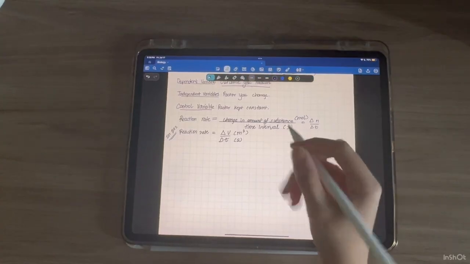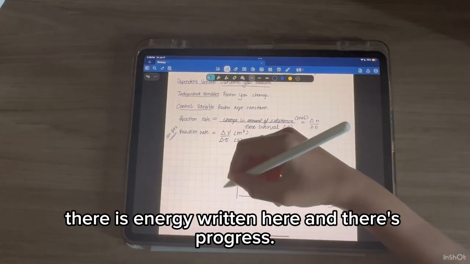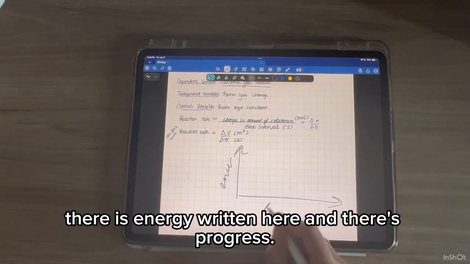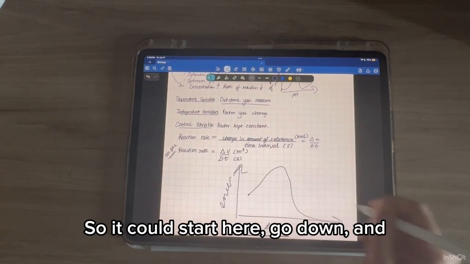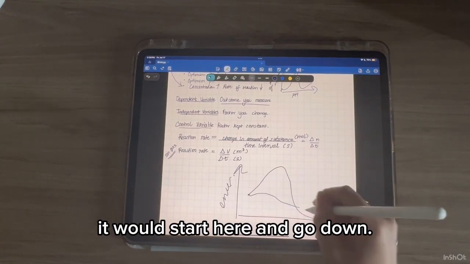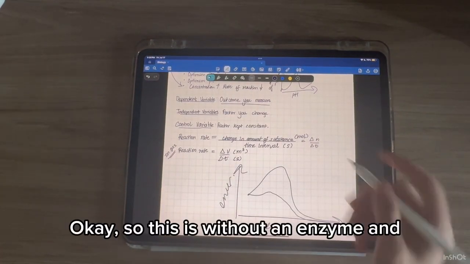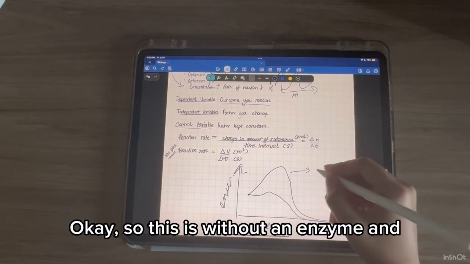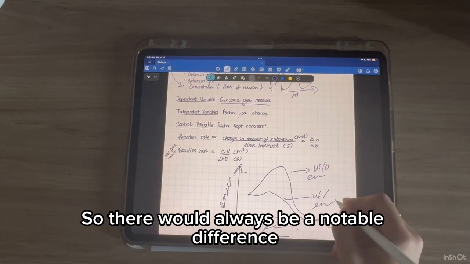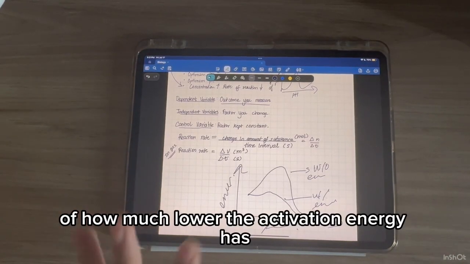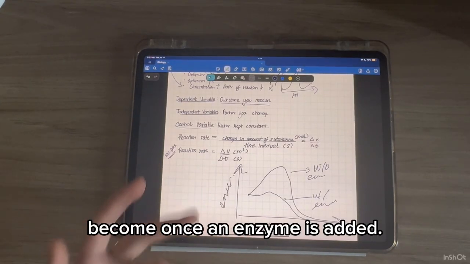So enzymes reduce the activation energy required. An example of that would be if there is energy written here and there's progress. It could start here and go down, and it would start here and go down. So this is without an enzyme, and this is with an enzyme. There would always be a notable difference of how much lower the activation energy has become once an enzyme is added.